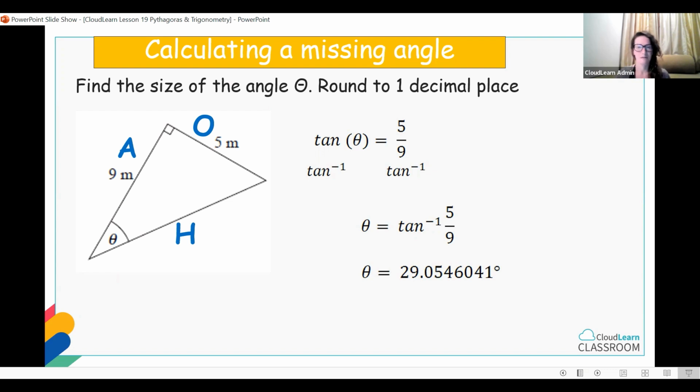Any questions on finding an angle? Okay, I'll move on. So rounding that to 29.1 degrees. Again, always round your answers to 3 significant figures, or for angles, usually 1 decimal place, but it does normally make it 3 significant figures.